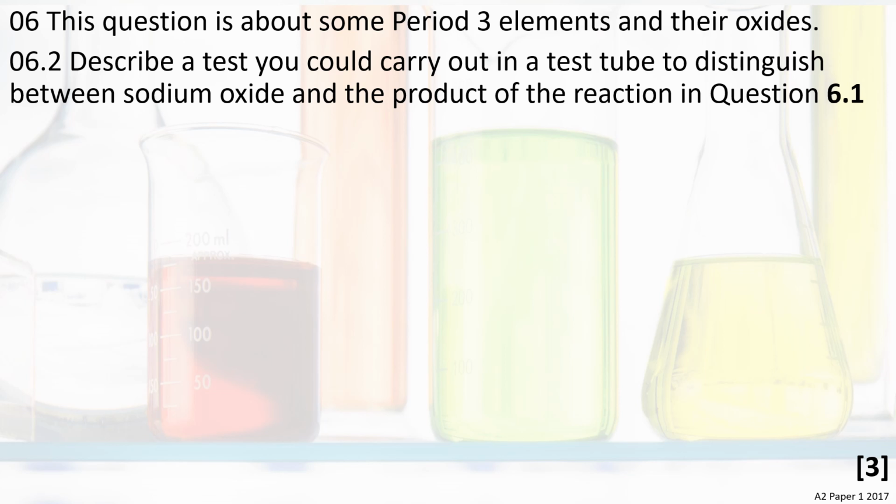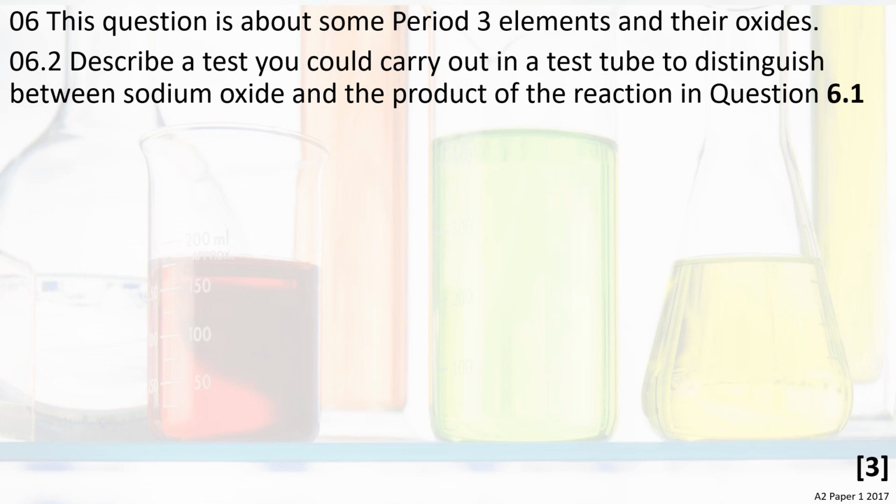Here's the next part of the question. Describe a test you could carry out in a test tube to distinguish between sodium oxide and the product of the reaction in question 6.1. Sodium oxide reacts with water to produce sodium hydroxide. Phosphorus oxide, P4O10, reacts with water to produce phosphoric acid.